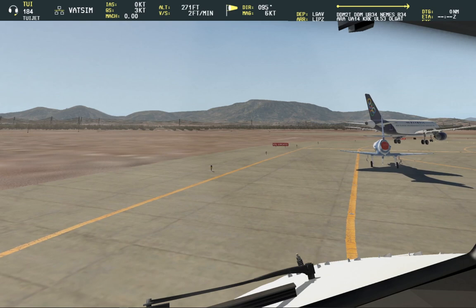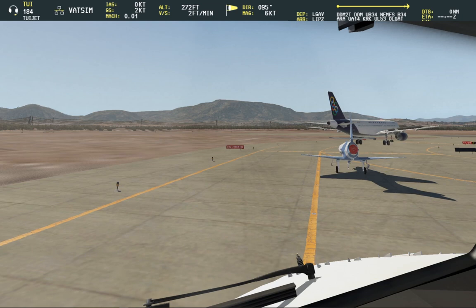Speedbird 641 identified. Contact departure 128.95. We'll see you, Speedbird 641.